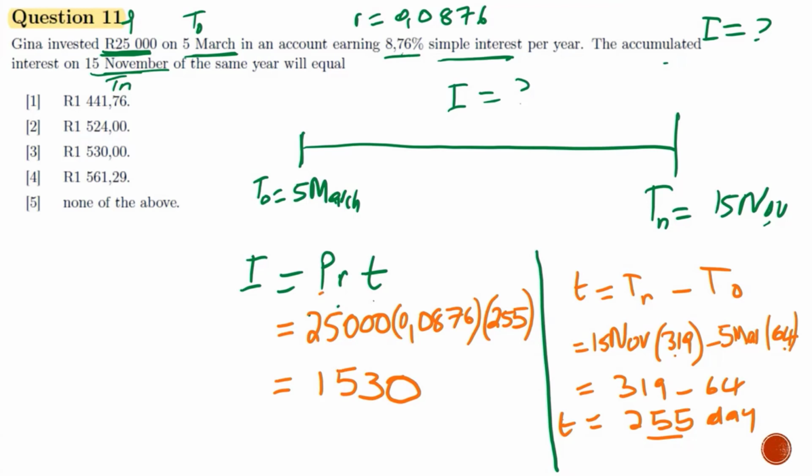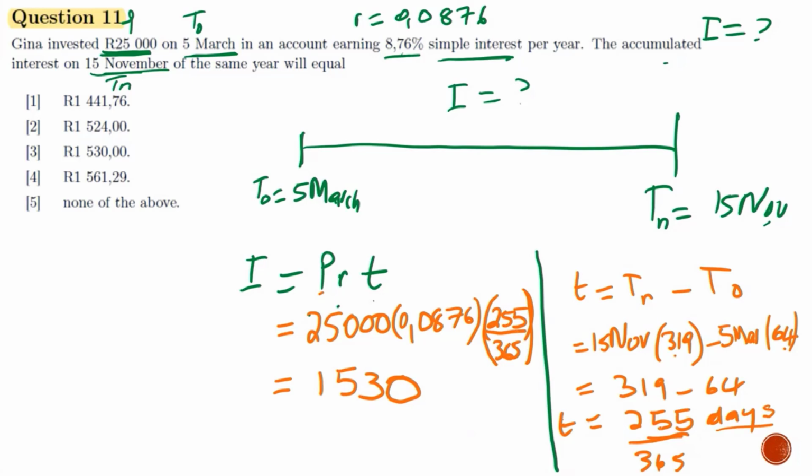Is that correct? Oh, look at the time. Another thing, guys: this is 255 days. So remember, when you've got days, you still need to divide that by 365, so that you can make it an annual time. Is that clear?